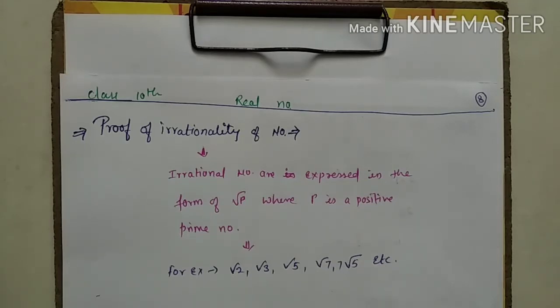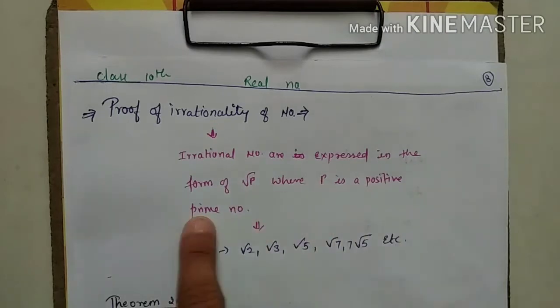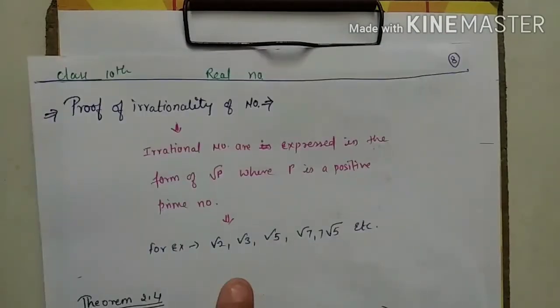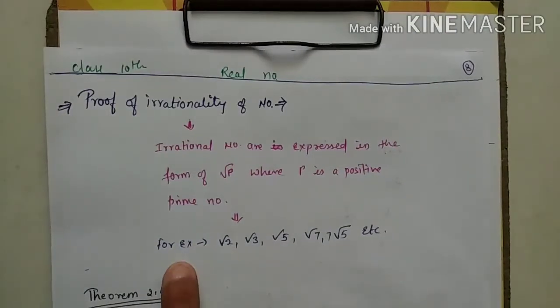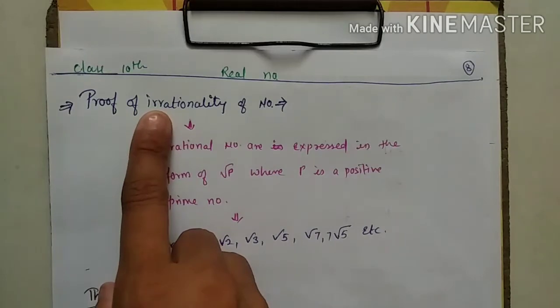It means in this exercise we have to show the proof of whether a number is irrational or not. And as you know, irrational numbers are which numbers? The numbers which are under a root and are not perfect squares. Irrational numbers are expressed in the form of root p, where p is a positive prime number. Prime number means the number is not divisible by any other number. For example, root 2, root 3, root 5, root 7, 7 root 5. All these numbers are called irrational.